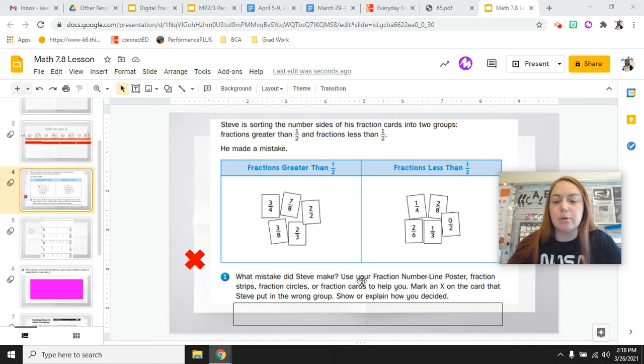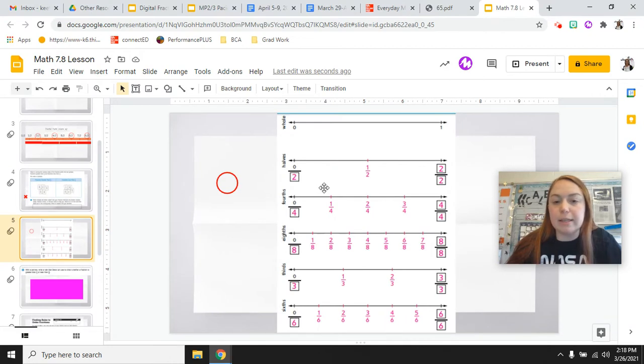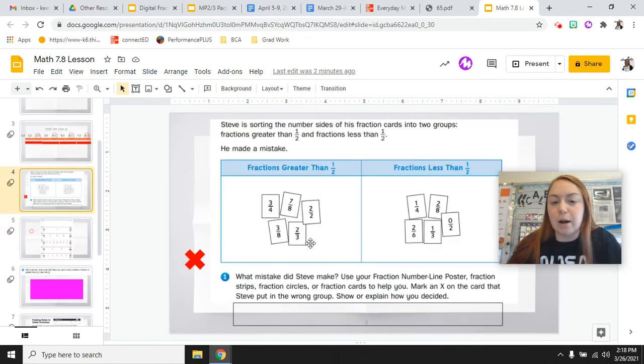Use your fraction number line poster, fraction strips, fraction circles, or fraction cards to help you. Mark an X on the card that Steve put in the wrong group. Show or explain how you decide. So I want you to take a peek at the fractions greater than 1 half and the fractions less than 1 half. And if you look at this, these are the different number lines that have the halves, fourths, eighths, thirds, and sixths on it. How you can use something like this from your workbook to solve this problem would be going through and looking at these different problems and seeing if they're greater than 1 half or less than 1 half.